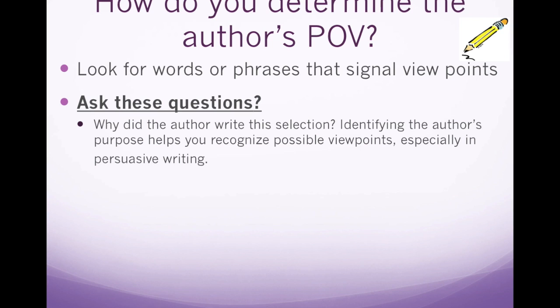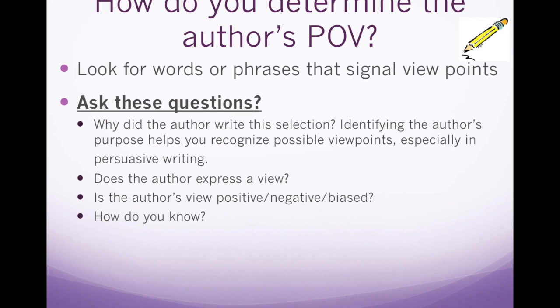So ask these questions. Why did the author write this selection? Actually identifying the author's purpose first is going to help you recognize possible viewpoints, especially in persuasive writing, which is probably what we're going to be reading the most of in the next couple of months. So author's purpose, do that first. It's often easy to identify, but I think it's going to help you narrow down your point of view.